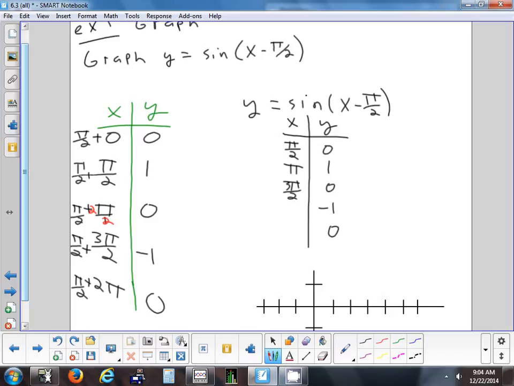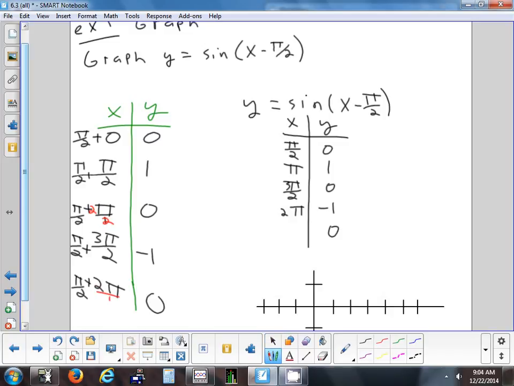Whoops. Might have to graph it again. Let's see. See if I can put it back.